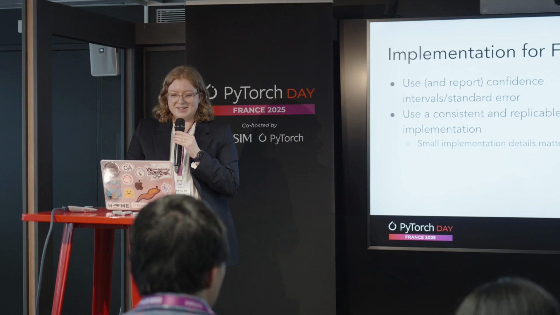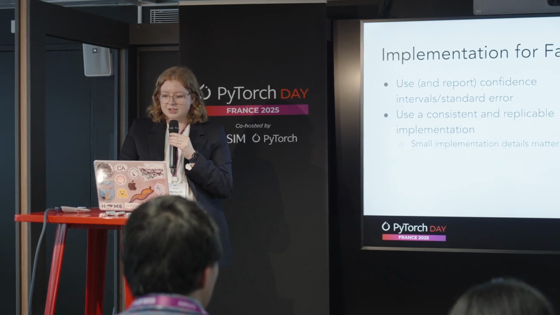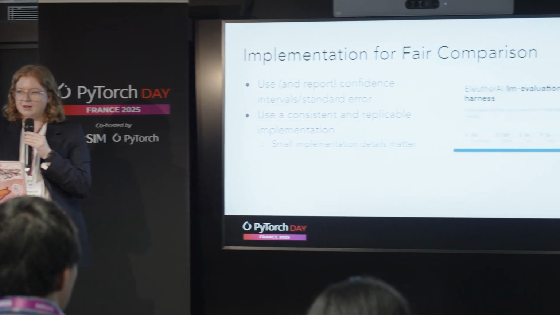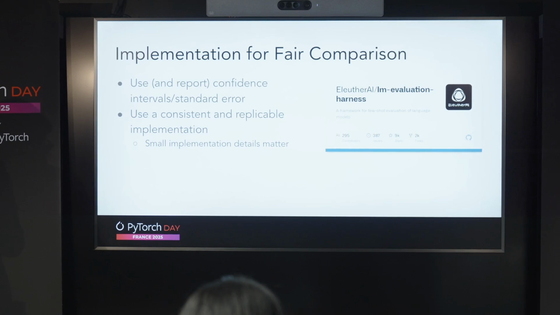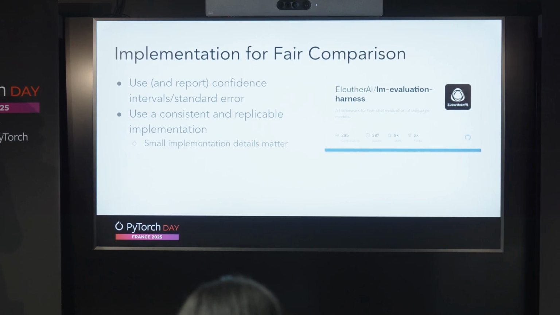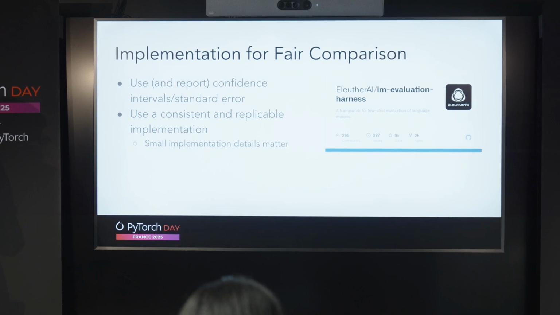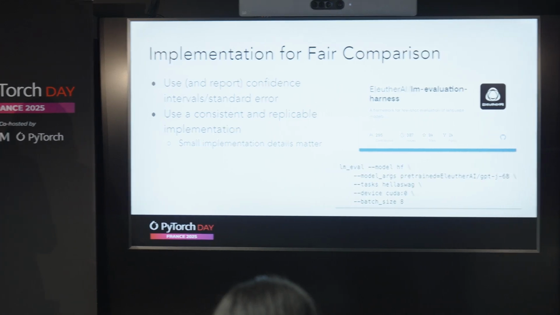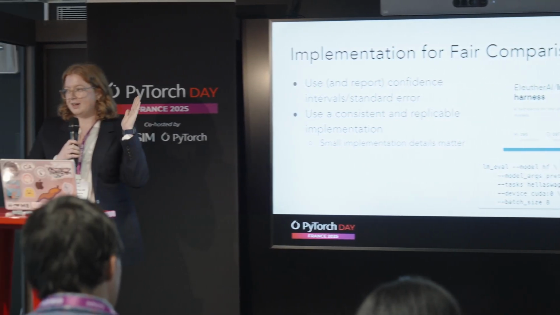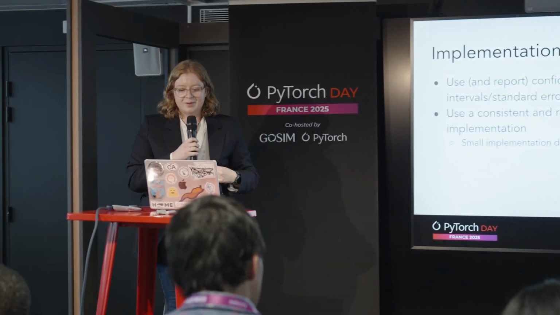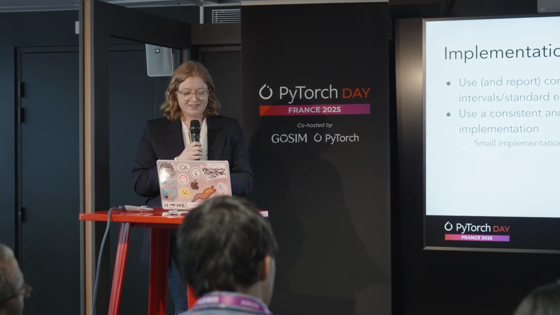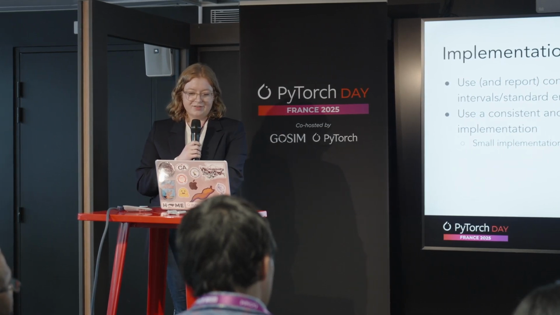The good news is you can get both of these things and many other things from the LLM evaluation harness, which has been around for a little while and supports many benchmarks. So it automatically will compute standard error for all of your benchmarks. It uses a replicable evaluation strategy, and you just run a single line of code and it runs your evaluation for you. This is really life-changing if you haven't used it.